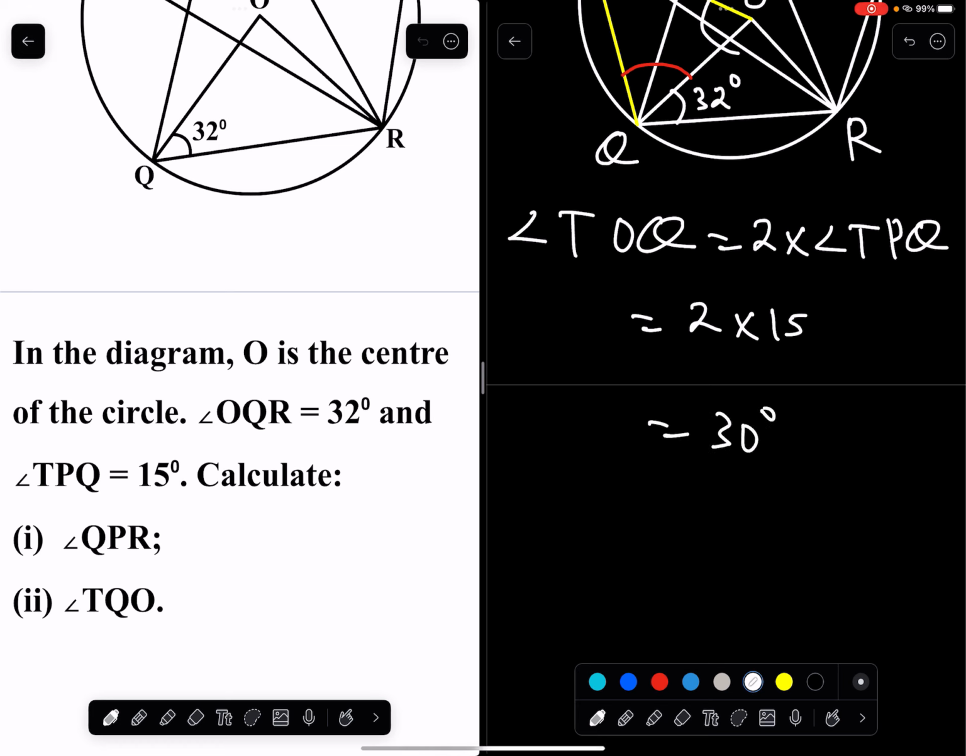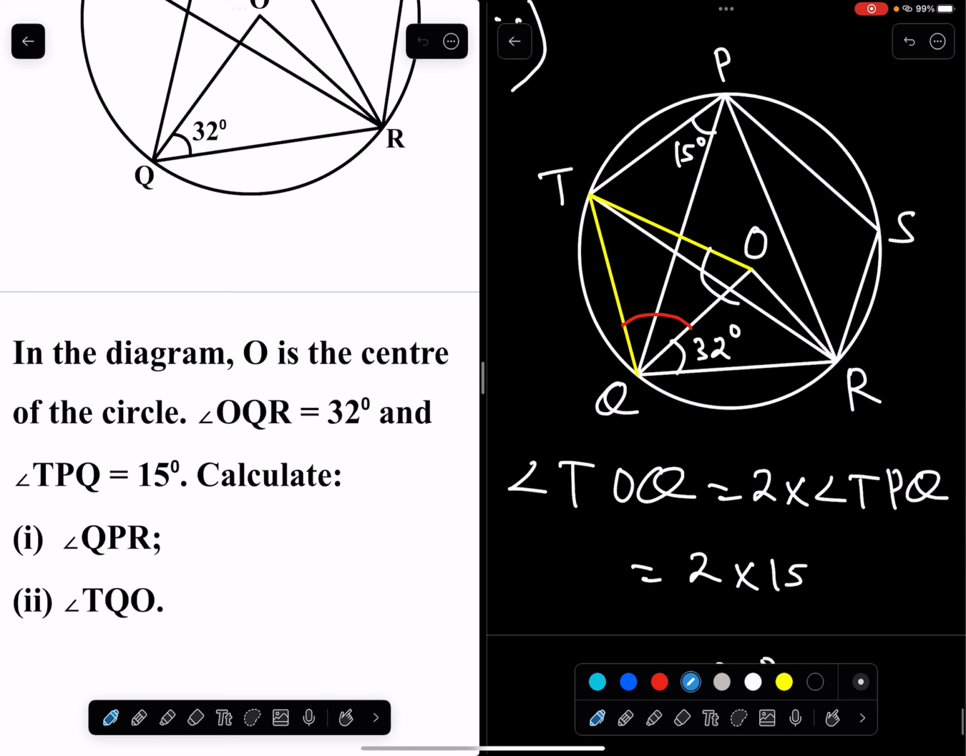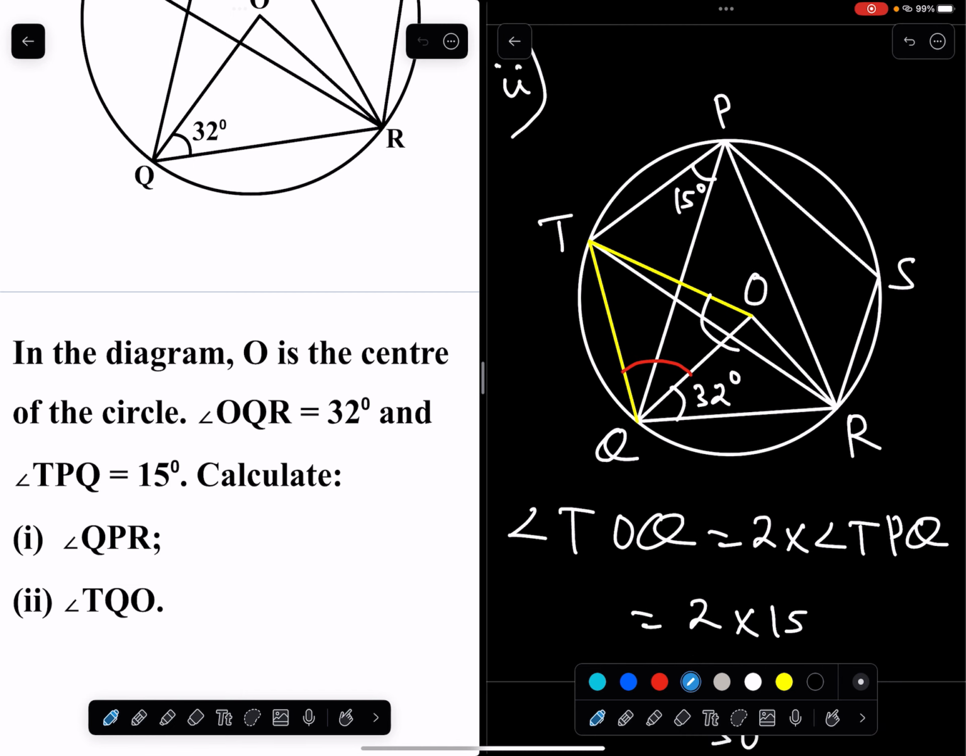Now this might look a little tricky, but it's not difficult. Let's look at that. If we join T to Q, we have a chord called TQ. You would see that this angle TOQ, which is formed at the center of a circle, is formed such that there are two lines, TO and OQ, which form a triangle with the chord TQ.